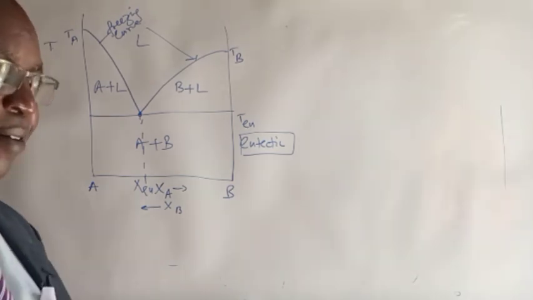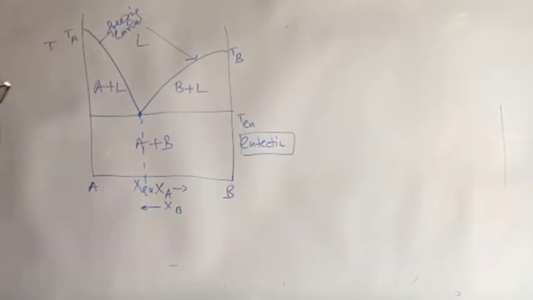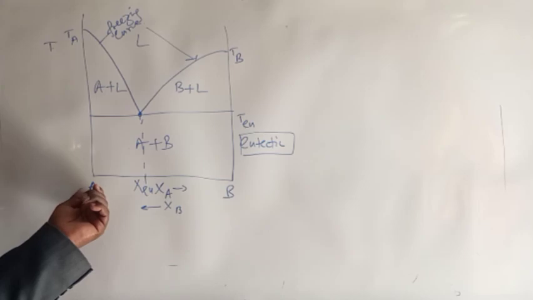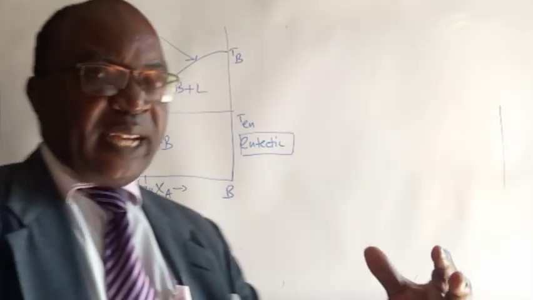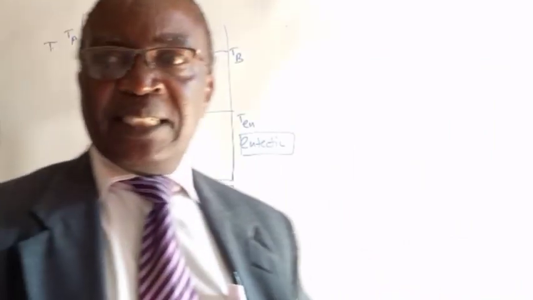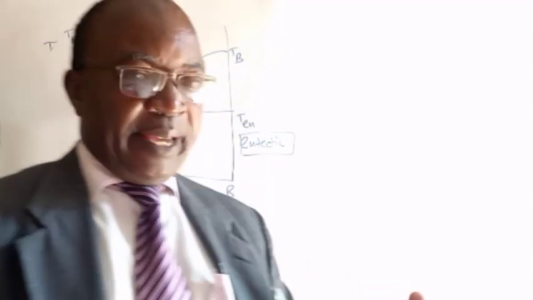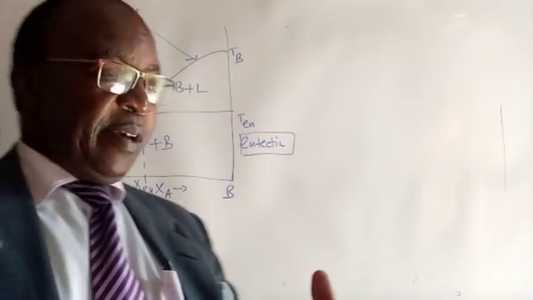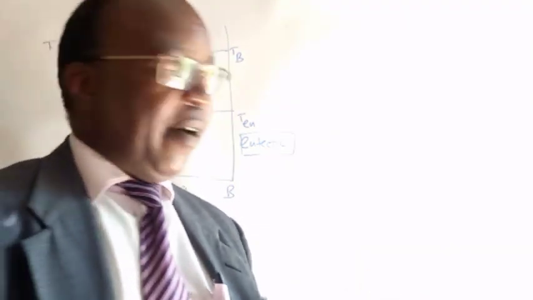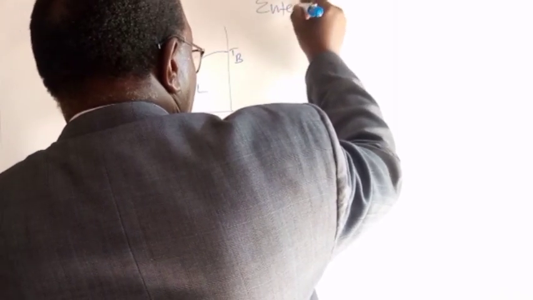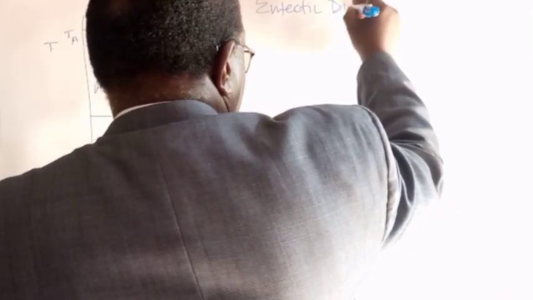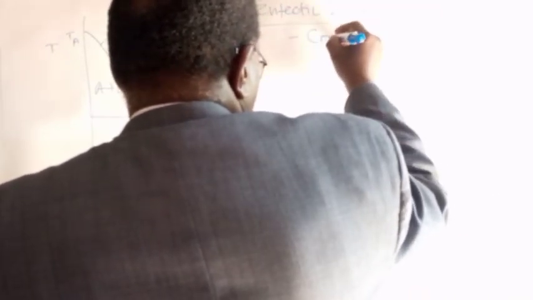What about where we have formation of compounds? That is, for example, substance A and B would react to form a compound. Let us say they form a simple compound where we have AB, or we could have AB2, and so forth. But let us look at formation of compounds. Eutectic diagram for compound formation.